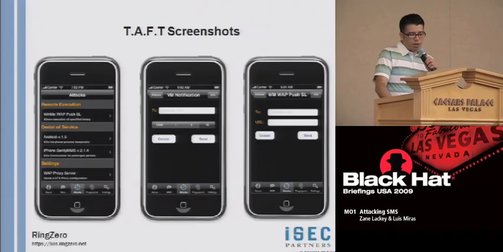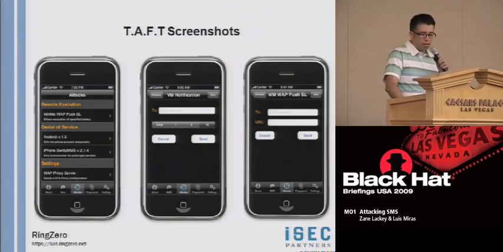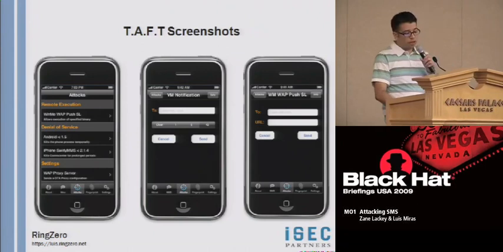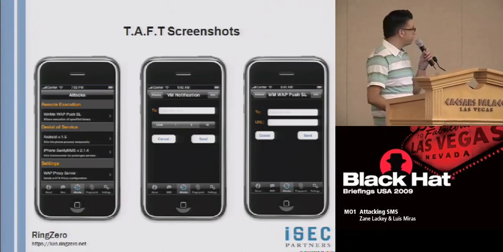Here are some screenshots of the application. On the left-hand side, you have a list of attacks, and then in the middle and the right-hand side, there are the drill-down menus. You just have to enter a phone number, and for something like the WAP push, the phone number and the URL of your binary, or the phone number and how many voicemail notifications you want.